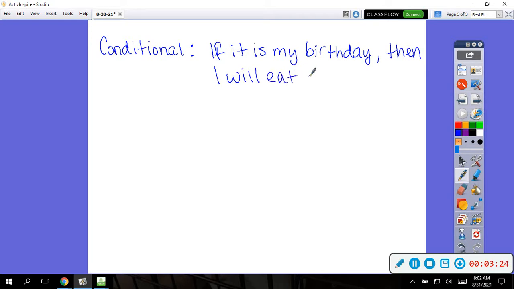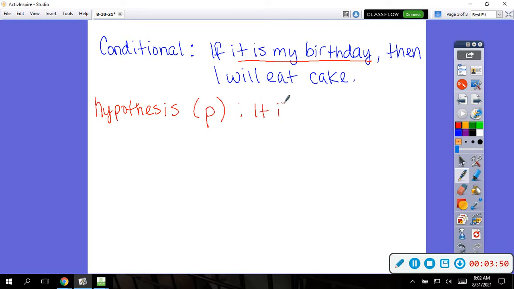So in this example, what part is my hypothesis? If it's my birthday. Okay. So hypothesis, remember, is the part following if. So it is my birthday is my hypothesis. So we're going to break this down. Remember, the symbol for the hypothesis is P. So it is my birthday.